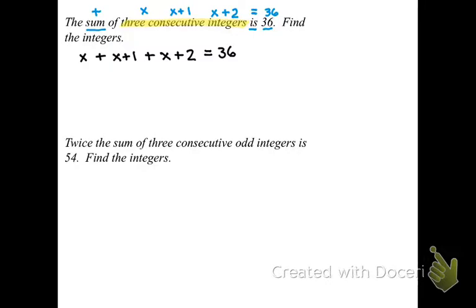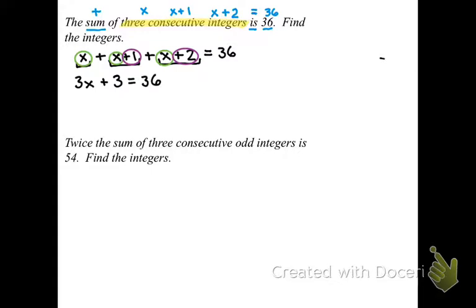If it helps you visualize this, remember x is our first integer, x plus 1 is that second integer, and x plus 2 is that third integer, and we're adding them up. Now, on that left-hand side, though, we have some like terms we can combine. x and x and x is actually going to give me a 3x, and we also have a 1 plus 2, which will give me a 3. So on my left-hand side, I'm left with 3x plus 3, and that equals 36.